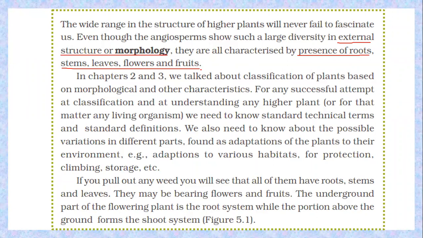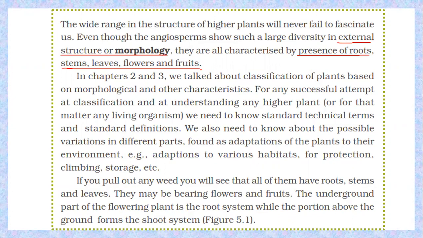For any successful attempt at classification and at understanding any higher plants, or for that matter, any living organism, we need to know standard technical terms and standard definitions. We also need to know about the possible variation in different parts found as adaptations of the plants to their environment. Example, adaptation to various habitats for protection, climbing, storage. We have studied the modifications of the plant parts such as roots, leaves, stems. They are actually modified to get adapted to the various habitats, for certain functions such as photosynthesis, protection, climbing, storage, defense.